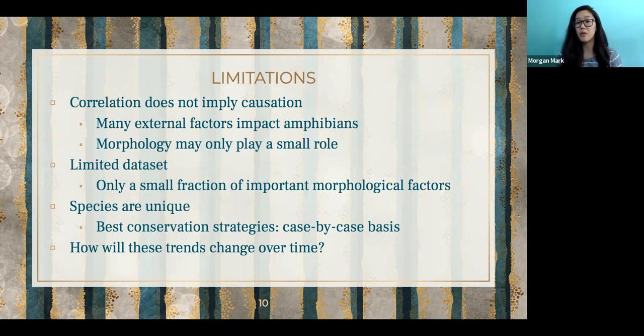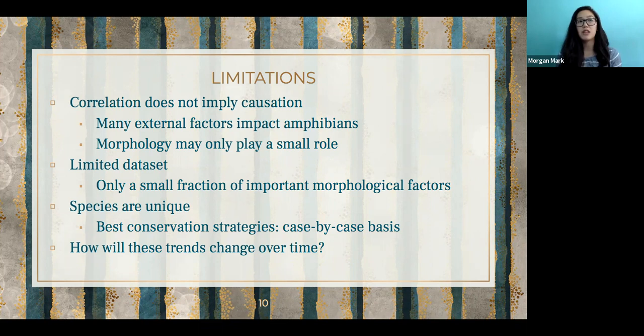If anything, it may not even be causal, it may just correlate, which is a good indicator, but not necessarily a proxy for conservation status. And as I mentioned previously, this data set was extremely limited, and it was only a small fraction of morphological factors tested, and maybe even a small fraction of amphibians present over the entire world. So there are many factors that I haven't examined that may actually play a more critical role in the correlation between morphological factors and IUCN status. And again, all species are unique. Even within frogs and salamanders, they cannot be treated the same.